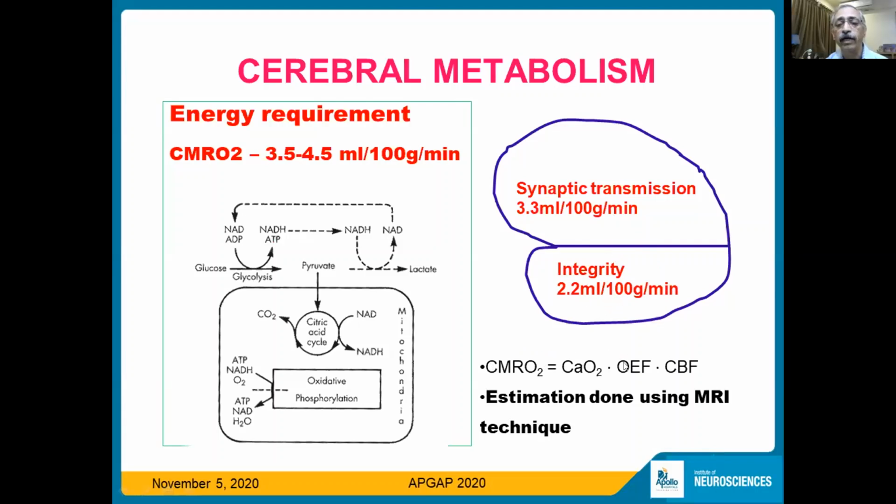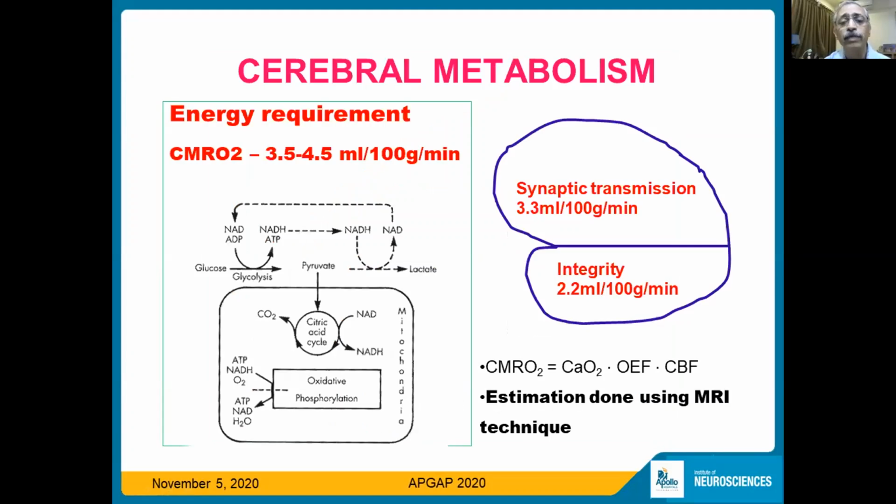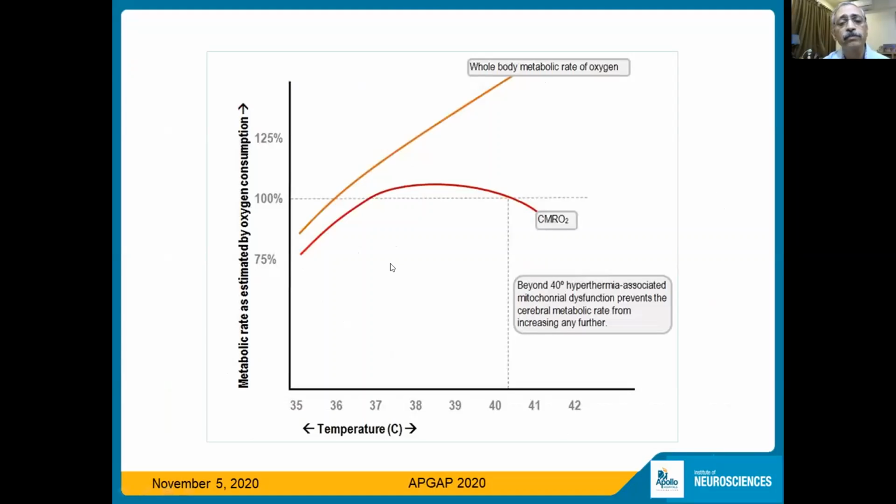Now, CMRO2 can be calculated. The estimation is done using MRI techniques, and I won't go into the details. What is important is that there are various systems which maintain the CMRO2, such as flow metabolism coupling, and the supply of substrate will always continue depending on the blood flow. Now, there are various factors which can increase the CMRO2, such as increased temperature or seizures. Patients with status epilepticus or other seizures can have an increase in oxygen demand and glucose requirement. So this is a time when CMRO2 significantly increases.